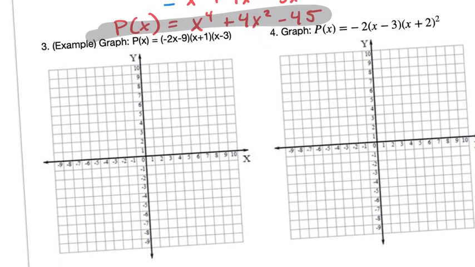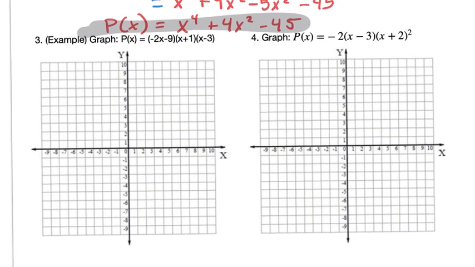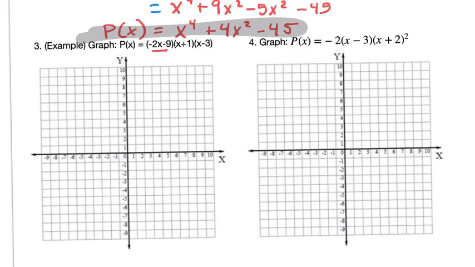Here we go. These are quick ones. Notice how the polynomials are already in factored form. We just have to find out what makes each factor equal 0, and those are our x-intercepts. So I divide by negative 2 here, and I get negative 4.5. And so that's this point right there. The rest of them are much easier. X plus 1 equals 0, so x is negative 1. It's this point. And then lastly, x minus 3 equals 0, so x equals 3.